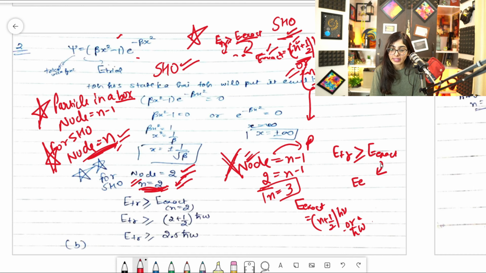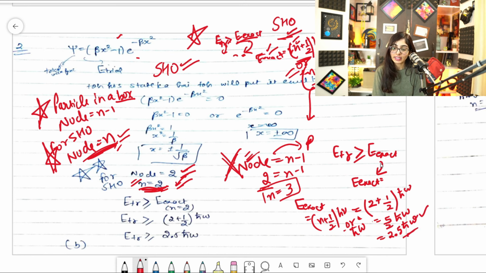So I'll be putting E exact is equal to n plus half h nu or h cut omega. n is 2. Fine, n is 2. 2 plus half h cut omega, and it becomes 5 by 2 h cut omega, and 5 by 2 means 2.5 h cut omega. Clear? So E exact comes out to be 2.5 h cut omega. That means I can't calculate the value of the trial wave function energy, but I know that it will always be greater than or equal to E exact. This is the condition, and I found the value of E exact, that is 2.5 h cut omega.